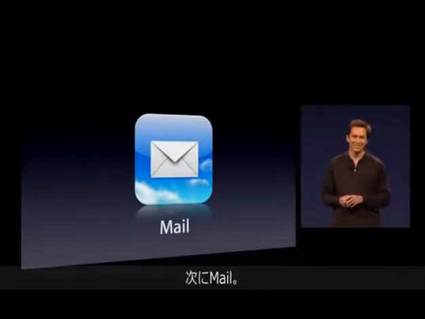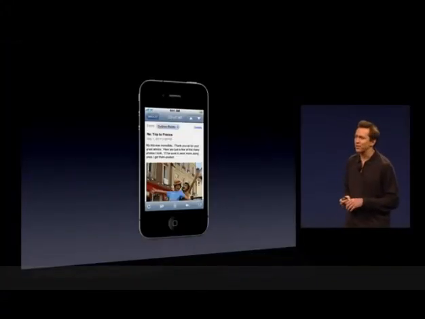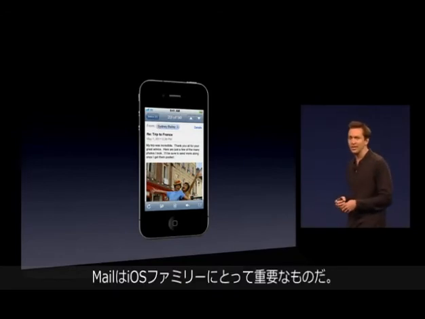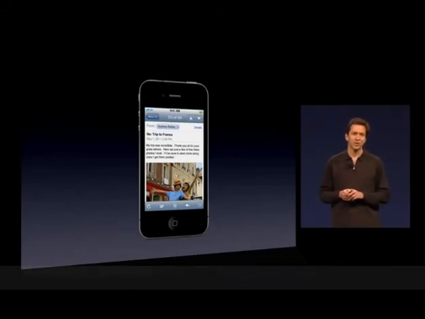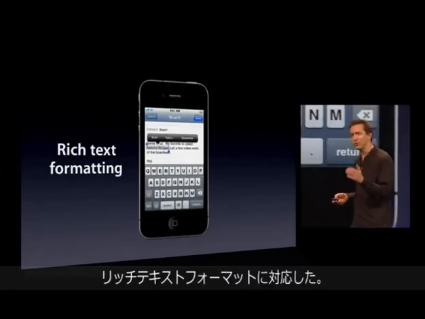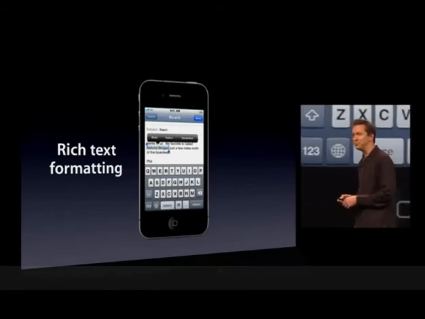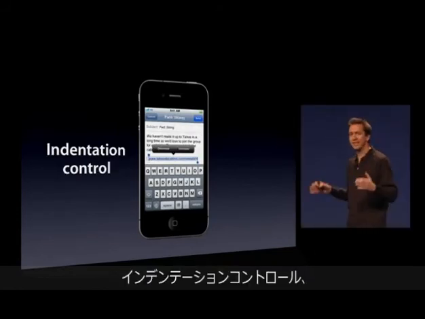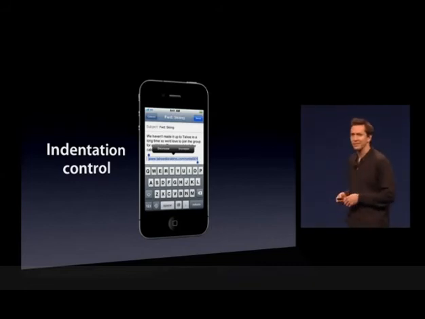Next is Mail. Now, Mail is one of the most used applications on the iPhone, iPad and iPod Touch. And we're making it even better in iOS 5. We're adding rich text formatting, so you can set things as bold, italic, and underline. You can control the indentation. So if you're forwarding something, you can unindent it or further indent it.